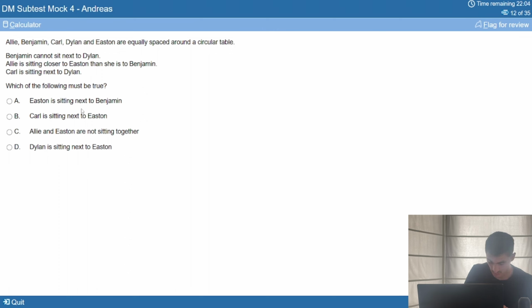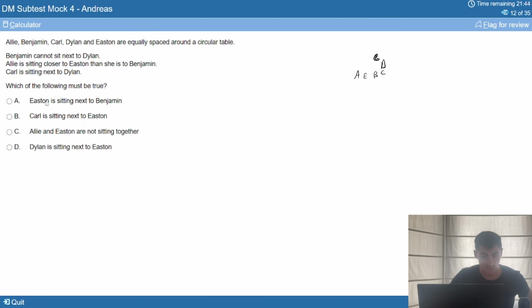So Carl is sitting next to Dylan. Ali is closer to E than she is to B. So A, let's say E and B. Okay, Benjamin cannot sit next to Dylan. Okay, so let's put C here and erase D. So this could be one original. Let's see if it works.